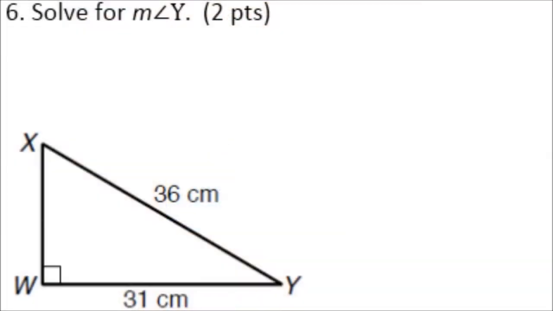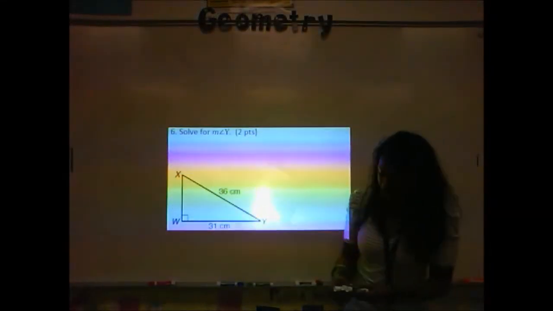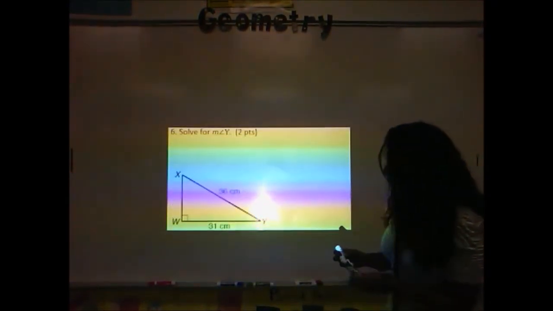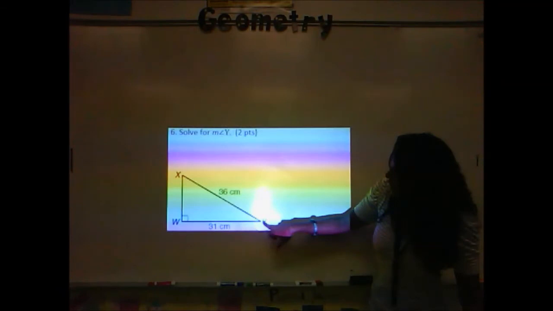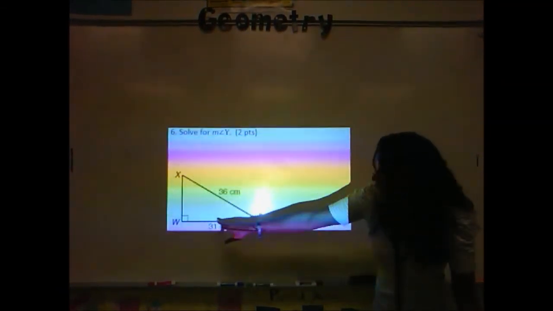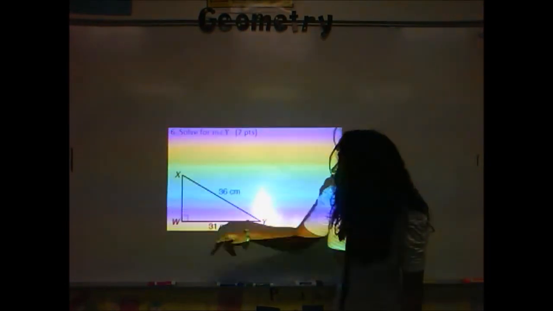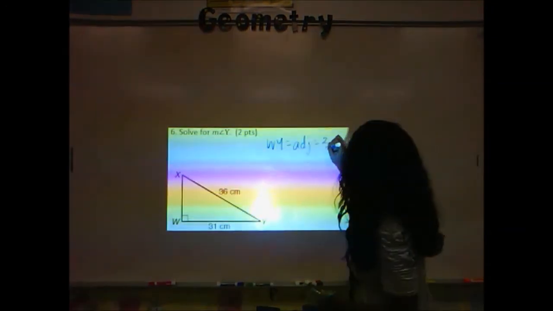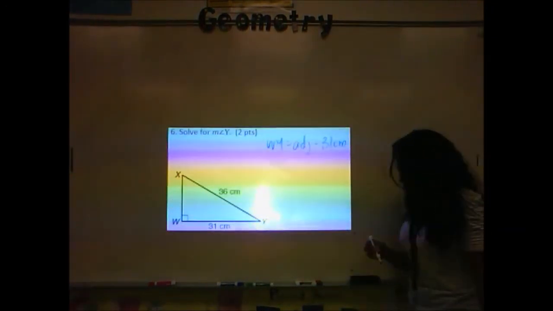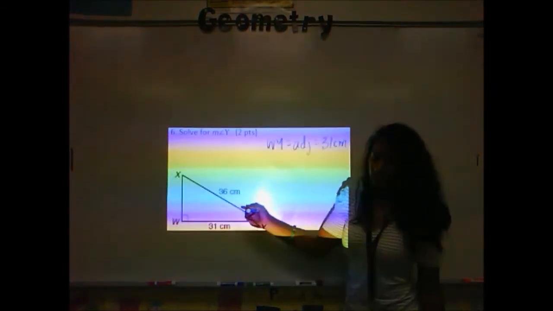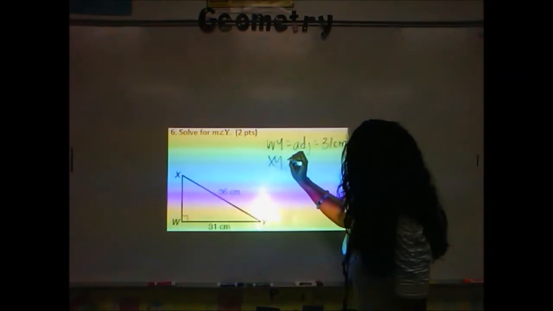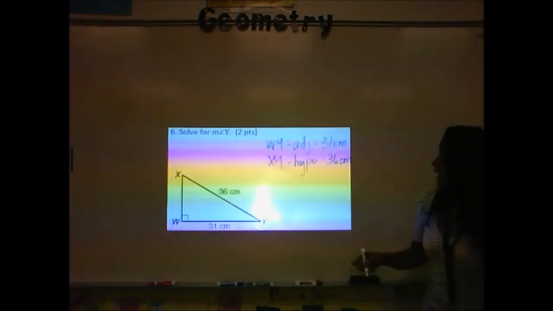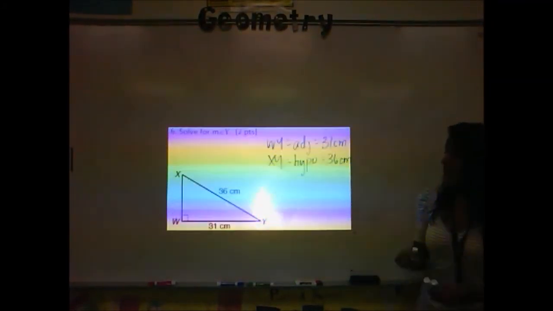Number 6. We need to solve for the measure of angle y. Let's see what information they gave us. How are angle y and side WY related? Adjacent. So WY is adjacent and it measures 31 centimeters. What is 36 in this triangle? The hypotenuse. So XY is the hypotenuse and it measures 36 centimeters. So we have the adjacent and the hypotenuse. Sine, cosine, or tangent?